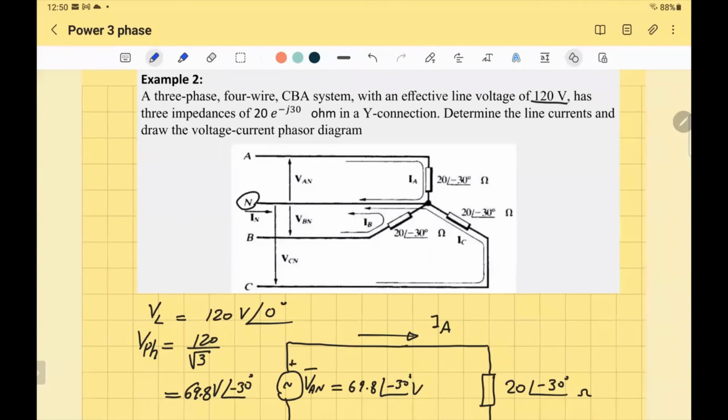You're going to have to solve two or three circuits. But there is a way. Do you have an idea what the way is to make it easy and simple, like the star connected load?